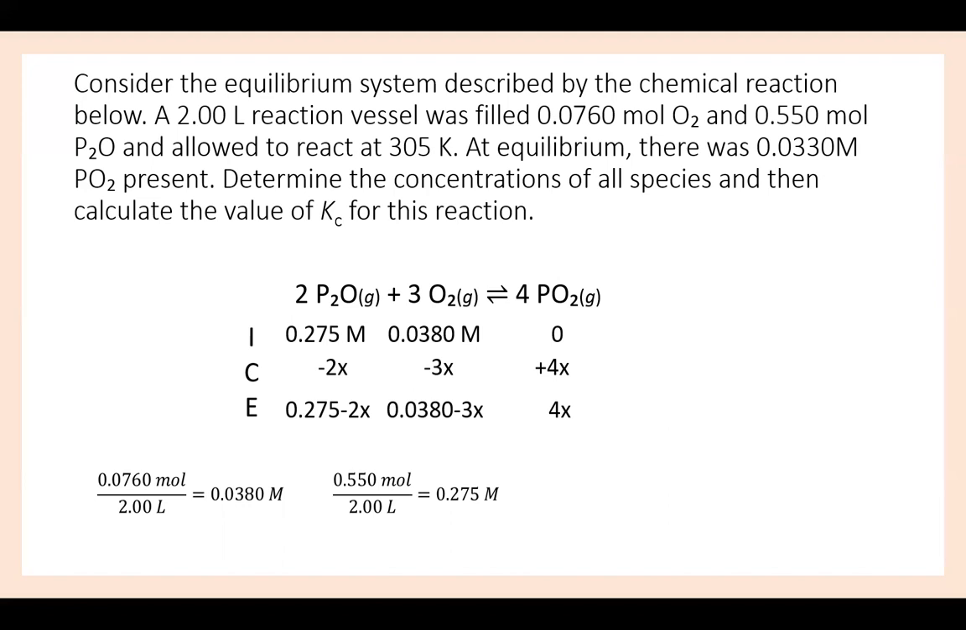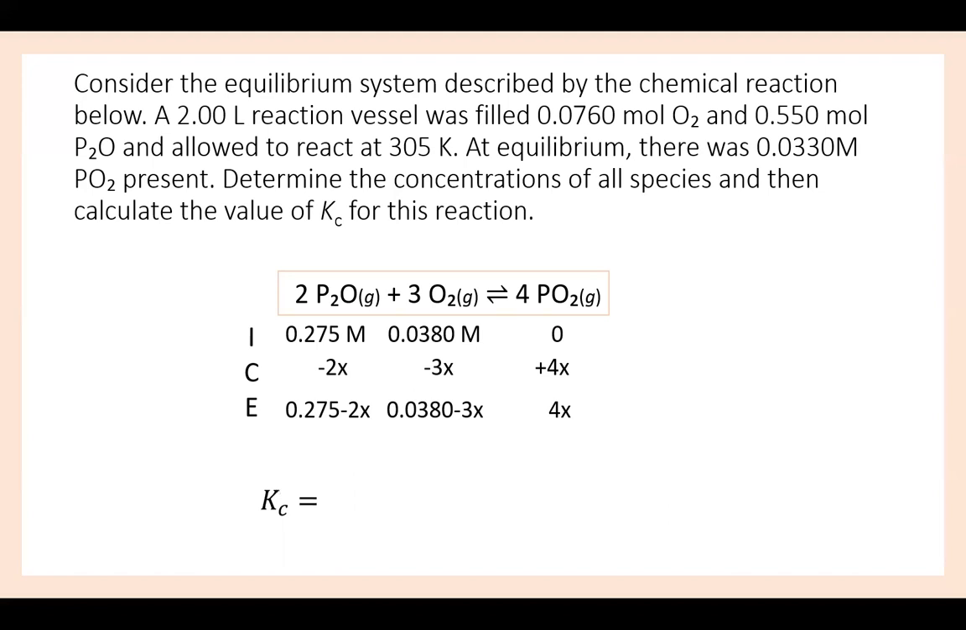Let's write the equilibrium expression. We go back to the original reaction, and equilibrium expressions are written as products over reactants. We use the coefficients as exponents. So our equilibrium expression, Kc, equals concentration of PO2 to the 4th power, all divided by concentration of P2O squared times concentration of O2 cubed.